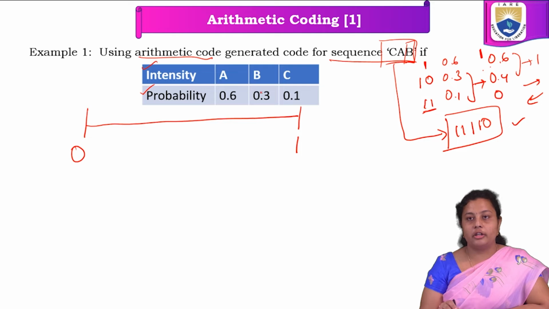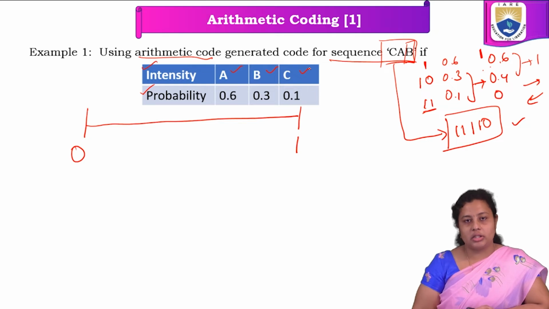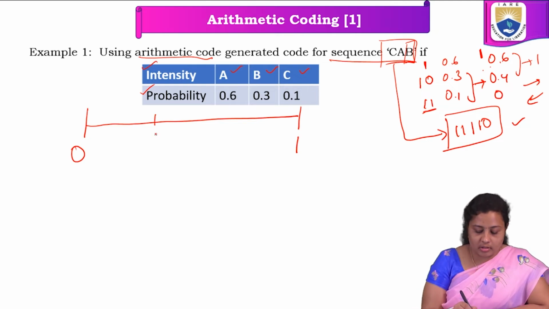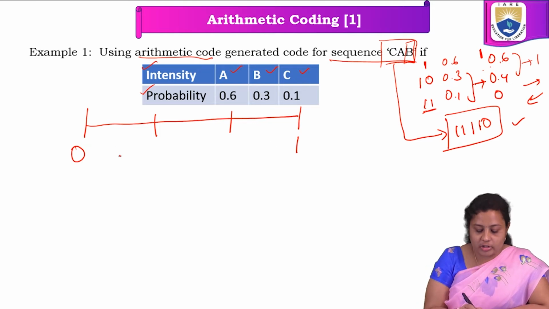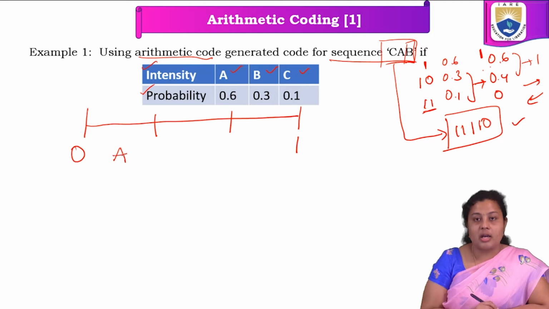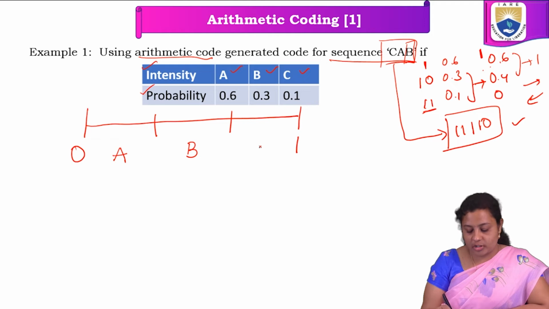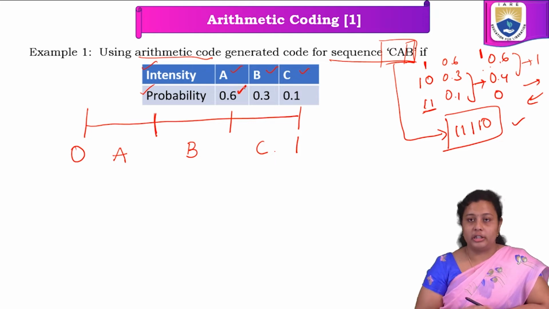I have to divide it into 3 subgroups, so that I represent each subgroup by each of my symbols. So first subgroup, second subgroup, and third subgroup. The first subgroup I am representing by A, the second subgroup by B, and the third subgroup by C. Now how do I get these values? That is given by my probability.